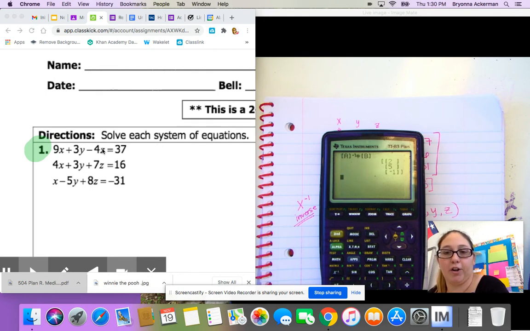When I hit enter, these are my answers. The top one is x, the second one is y, the bottom one is z. So my answer is x equals 2, y equals 5, and z equals -1. And we are now done.